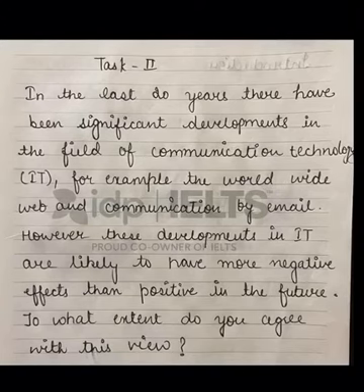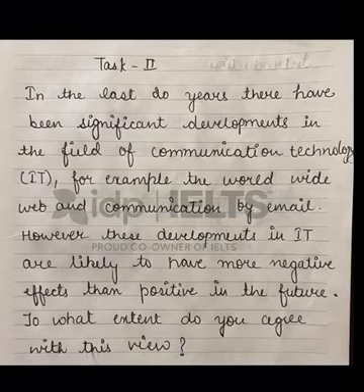So for today's topic of task 2: in the last 20 years there have been significant developments in the field of communication technology, that is IT. For example, the World Wide Web and the communication by email. However, these developments in IT are likely to have more negative effects than positive in the future. To what extent do you agree with this view?